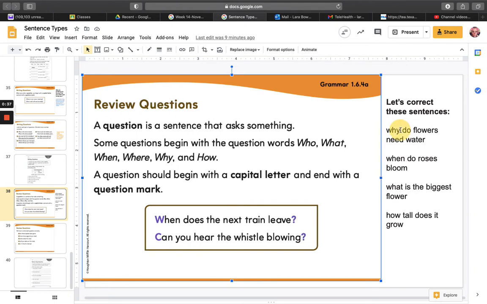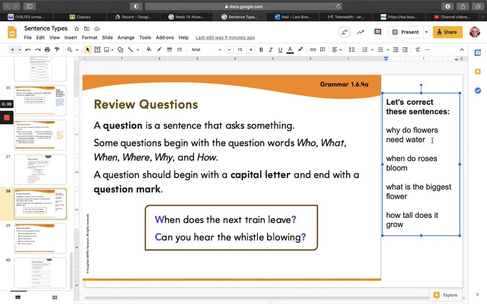So I want to look at some questions. We have been working on correcting sentences. So let's look at this one. Why do flowers need water? There are two things wrong with this sentence: one, it should begin with a capital letter, and it should end with a question mark because it has a question word. Why? It's asking me something.